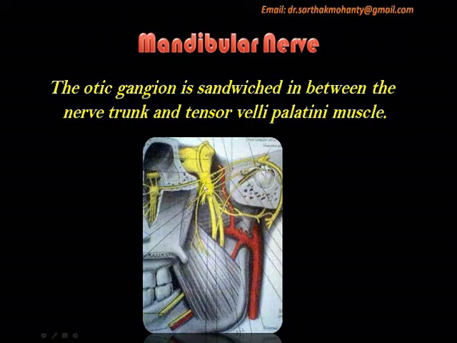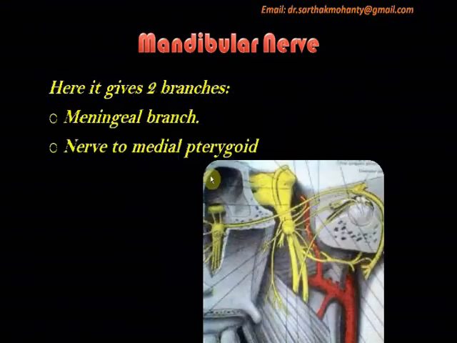Now the otic ganglion, this small ganglion, is sandwiched in between the nerve trunk and the tensor veli palatini muscle. This is the tensor veli palatini. So here the trunk gives two branches. One is the meningeal branch, and second is the nerve to medial pterygoid. This is the nerve to medial pterygoid, and this is the meningeal branch, or the nervus spinosus.